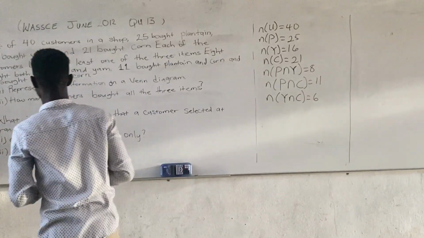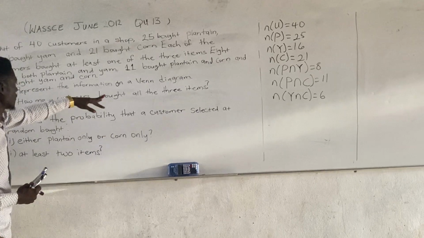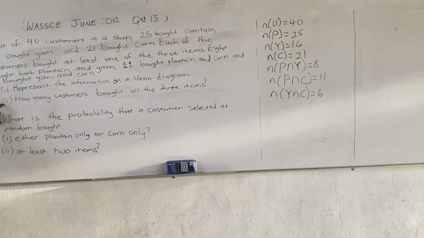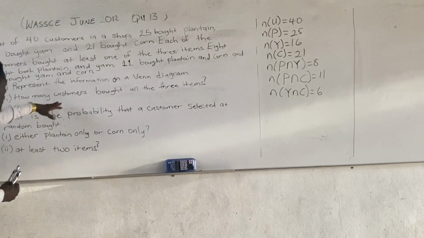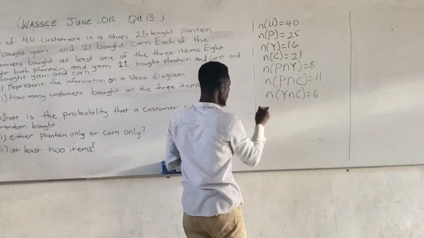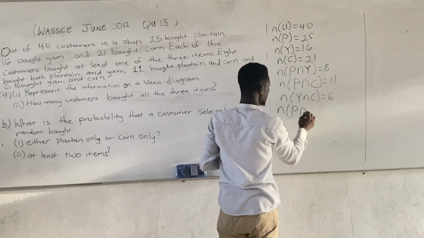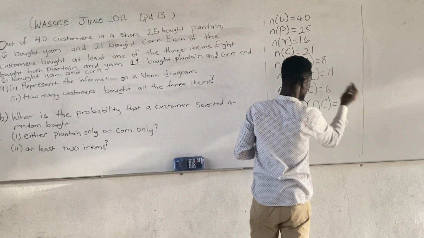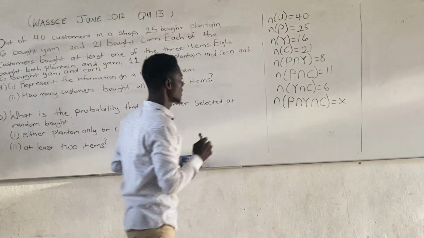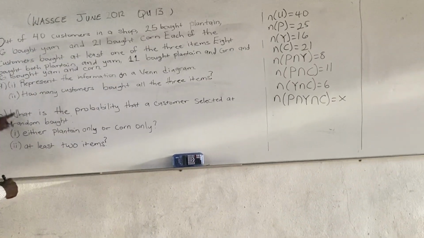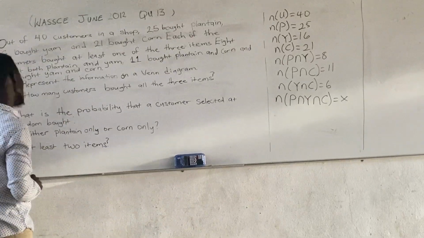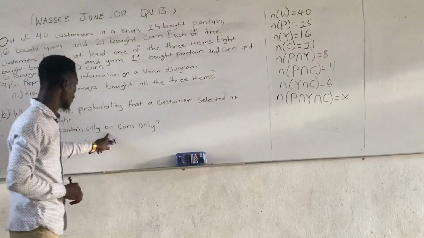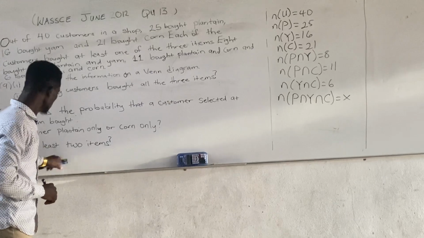The question goes further to say, represent the information on a Venn diagram. That's A, Roman number 1. Roman number 2, A says how many customers bought all the three items, plantain and yam and corn. We don't know. Let's represent it with any letter of the alphabet, we can say X. And then B says, what is the probability that a customer selected at random bought Roman number 1, either plantain only or corn only? Roman number 2, at least 2 items.